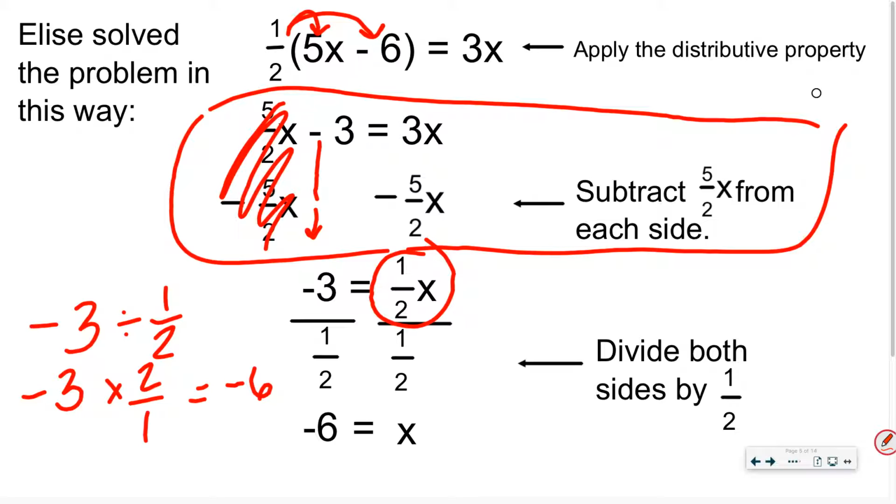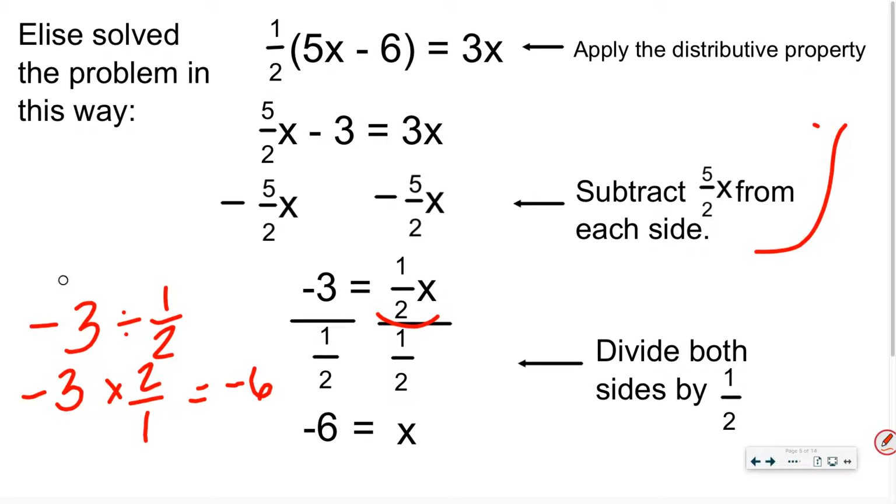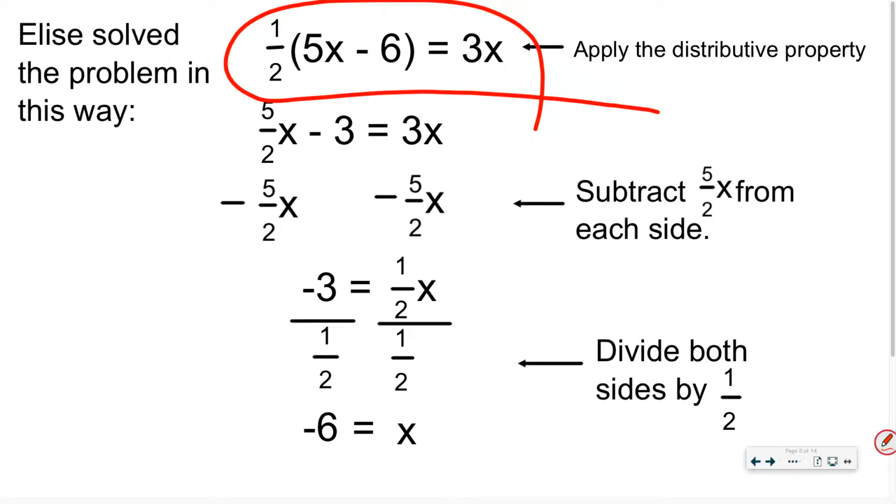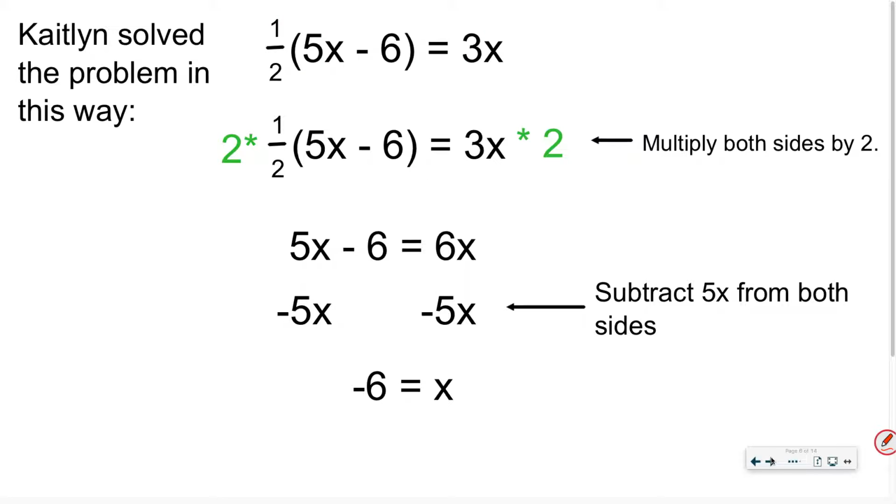So that's how Elise did it. Let's see. Is there any other way you could have started? I mean, besides what Gustavo and Elise did, is there any other way we could have started this? We could have multiplied both sides by 2. Yeah. So Caitlin multiplied both sides by 2.